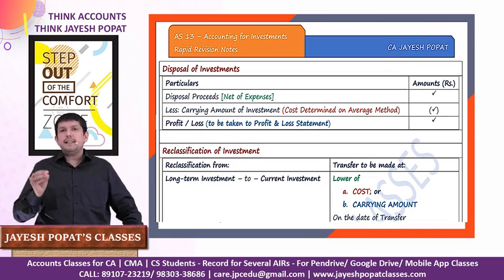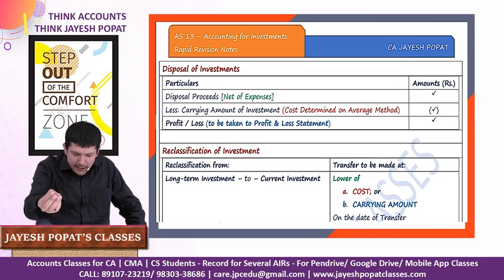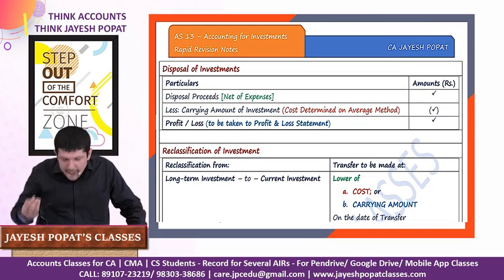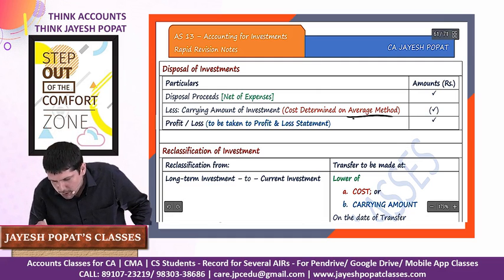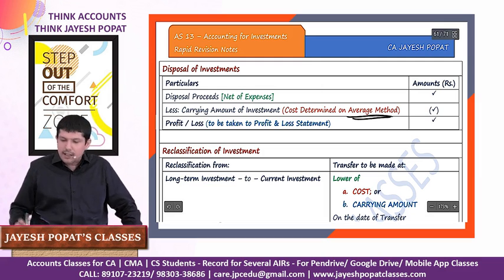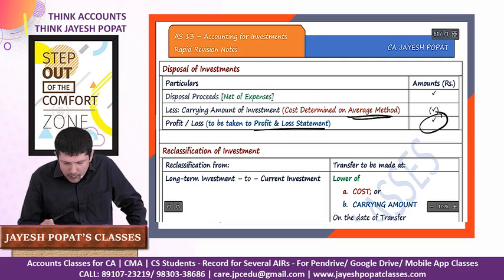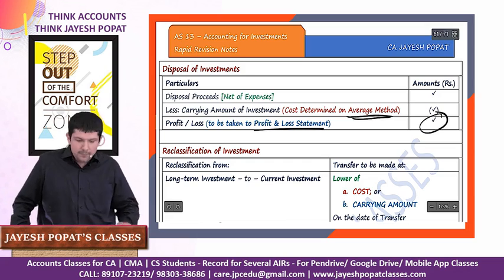Disposal of investment is basically the difference between the net sales proceeds of the investment less the carrying amount of the investments in our books, and this carrying amount will be calculated on the basis of the average method. The difference, profit or loss, will be taken to the statement of profit and loss.